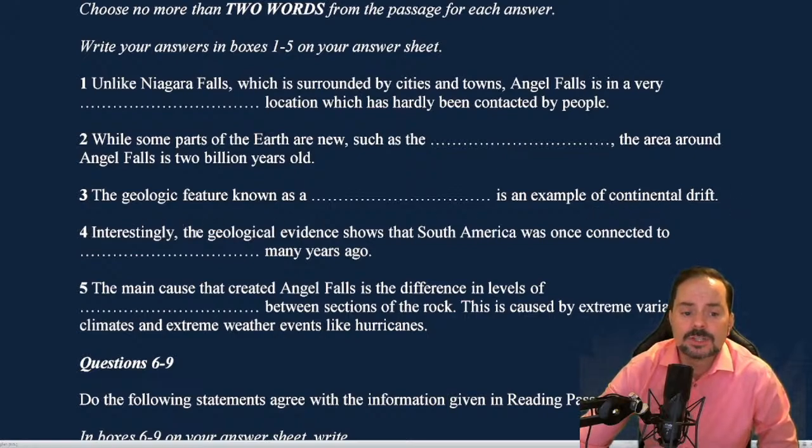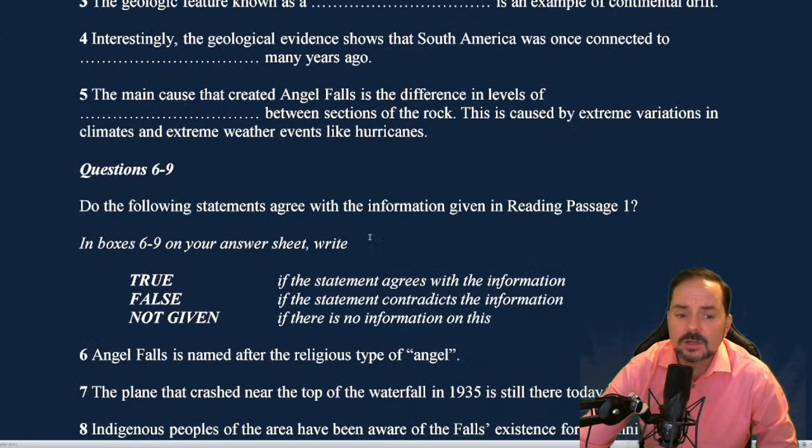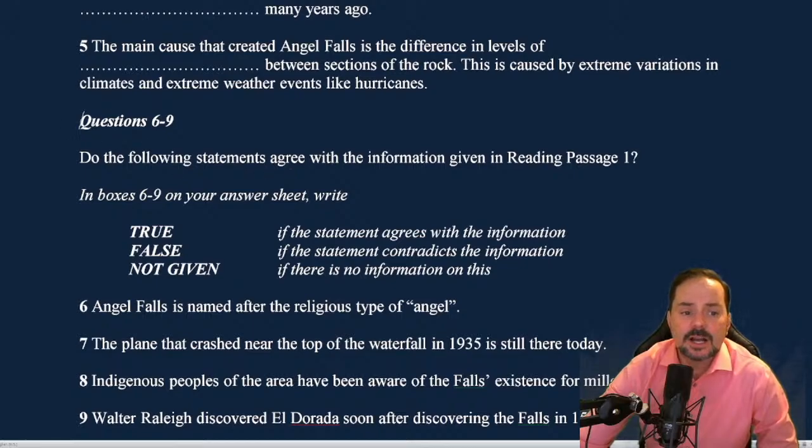Number 4, interestingly, the geological evidence shows that South America was once connected to something many years ago. Number 5, The main cause that created Angel Falls is the difference in levels of something between sections of the rock. This is caused by extreme variations in climates and extreme weather events like hurricanes. Okay, good. Now, questions 6 to 9. Here we have some true, false, not given.